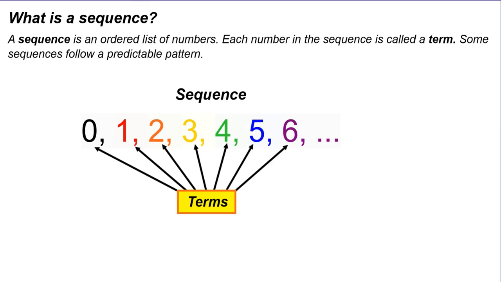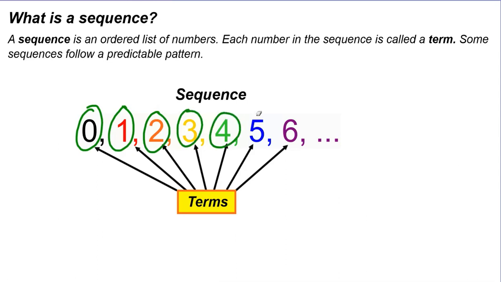This is an example of a sequence because it's an ordered list of numbers. It's a list of numbers that goes in order, and each number in this sequence is called a term. So this is the first term, the second term, the third term, fourth term, fifth term, sixth term, seventh term, and so on and on forever. So this is a sequence. So what we're going to be doing is using algebraic expressions to describe the pattern that we find in a sequence.